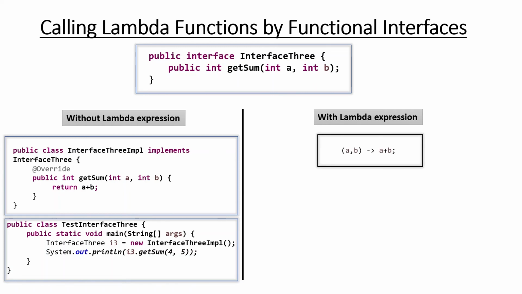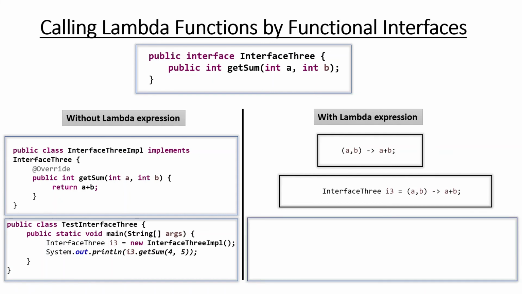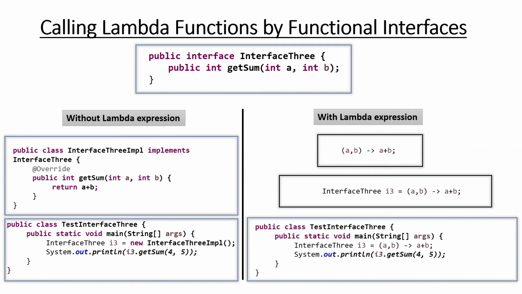Now we have studied that functional interfaces act as a type for a lambda expression. So again we'll use this functional interface to hold our lambda expression. So our expression would become Interface3 I3 equals a comma b arrow token a plus b. So in the main method I can directly write this code and my code will look something like this. So let's see this code in action.